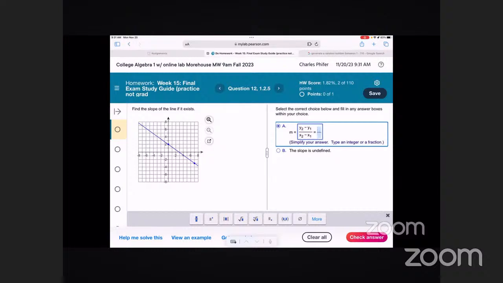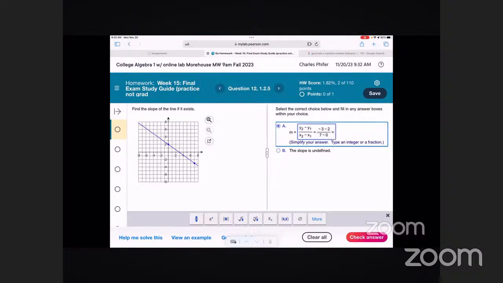So y2, let me see. The second y, what is that, -3? So we're gonna say -3 minus, now we gotta watch our signs. I should be using parentheses. The other y is 2, okay? I think we're okay. And then x2 looks like it's 7 minus 0, right? I think these are the numbers. I just didn't write it out. So that looks like a -5 over 7.